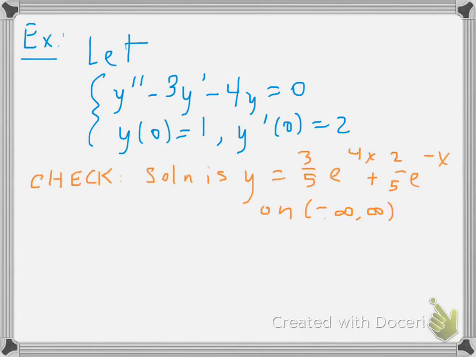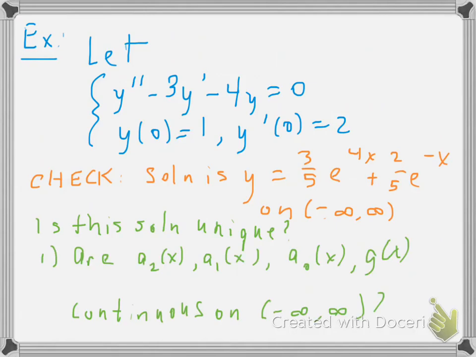So you can check that the solution is given by 3/5 e to the 4x plus 2/5 e to the negative x. That's a perfectly valid, well-defined solution on the whole real line. We'll learn how to solve these later, but just for now you can check that that is a solution. And we'd like to know, is this the only solution to this initial value problem? Is this solution unique? So we need to check both criteria in the existence and uniqueness theorem.